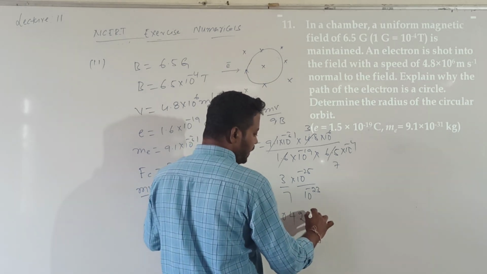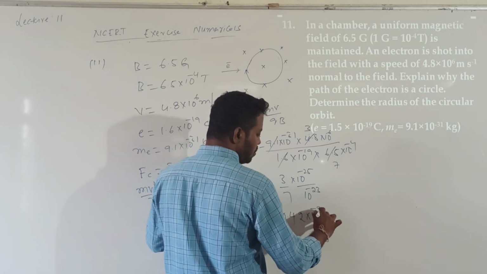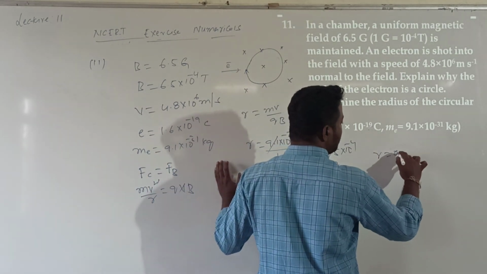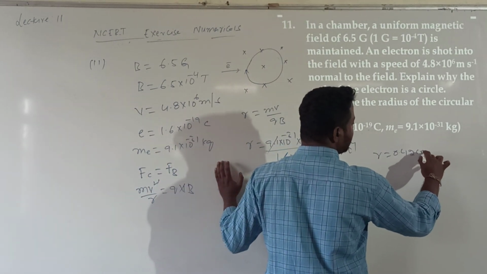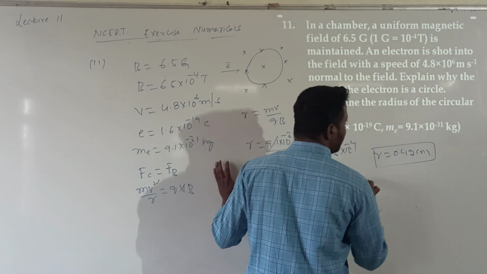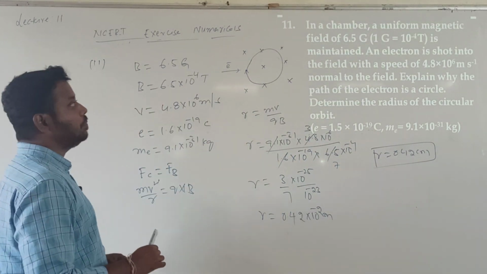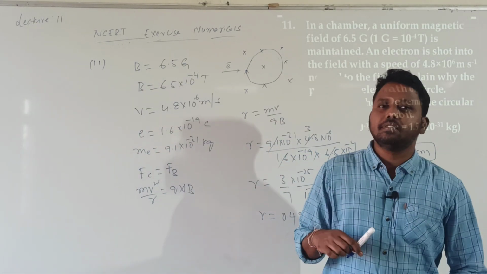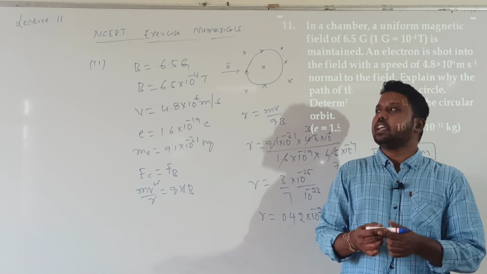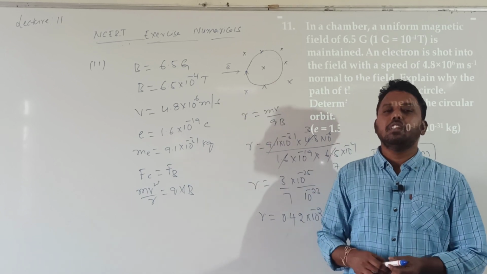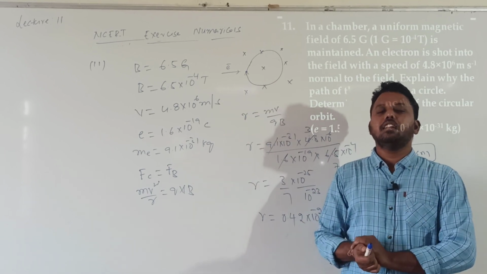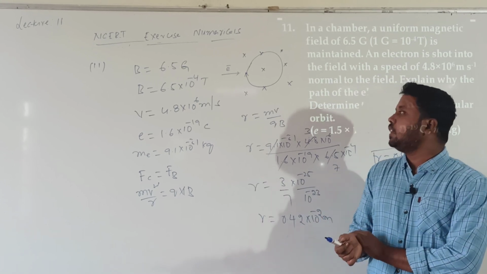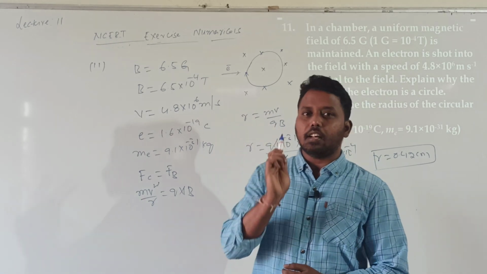0.742 into 10 power of minus 2 meters. So the R value is 0.42 centimeters. Okay? The question also asked you to explain why it takes a circular path. The explanation you will get in mechanics. Whenever a particle enters a magnetic field perpendicularly, the force acting on the particle will be perpendicular to the direction of the velocity. Due to that reason, the particle will take a circular path.